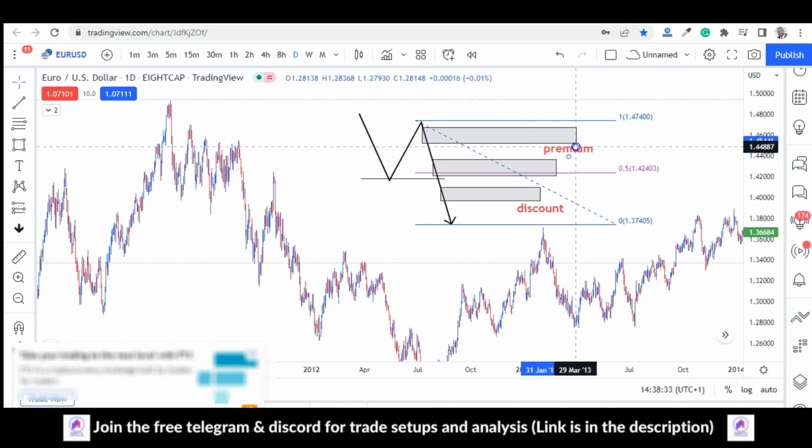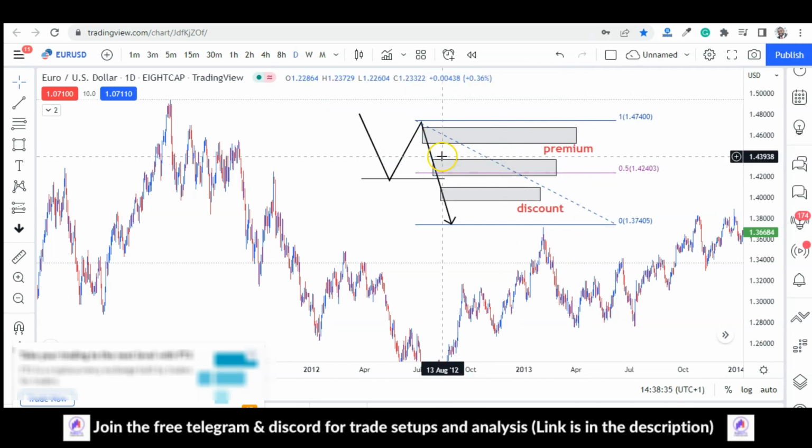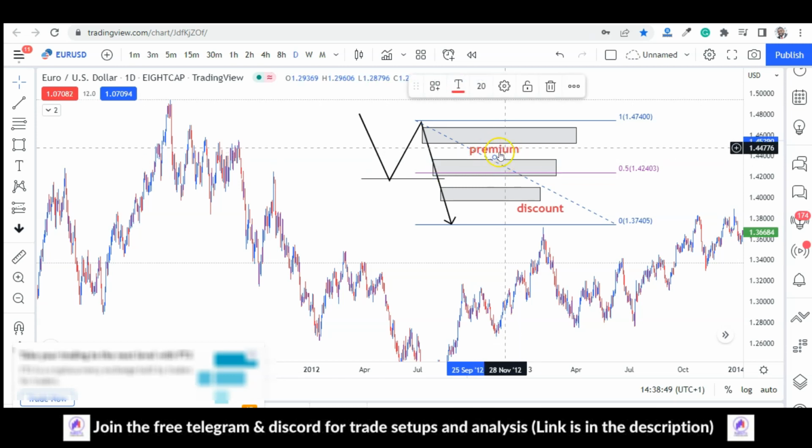Premium. Notice I did not say the best place for you to buy is at 60 level, at 70%, or at 80. No, I don't do that. I don't put such things on my chart. I only look at if price is in an area of premium, okay? And if it is yes, then I will decide to take a trade. If it's no, I know what to do instead.